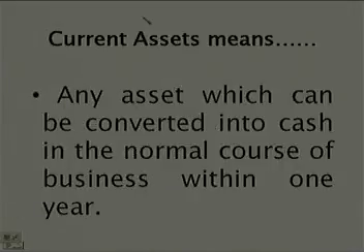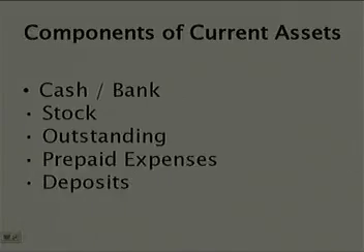Now, a current asset means any asset which can be converted into cash in the normal course of business within 1 year. This point I stressed and we discussed the importance of this period of 1 year. So, any asset which can be converted into cash within a period of less than 1 year, we treat as a current asset. Under current assets you have cash or bank balances, stocks, outstandings, prepaid expenses and various deposits that you have.